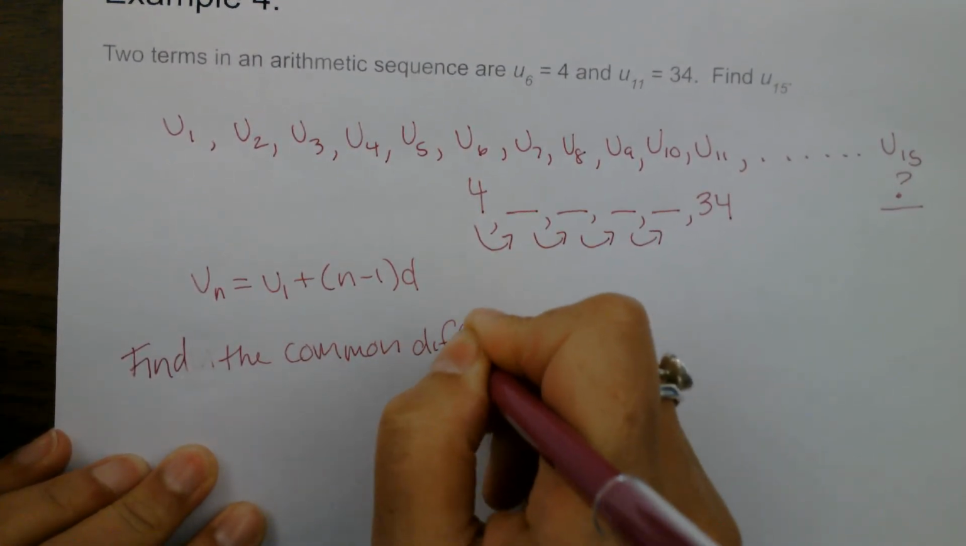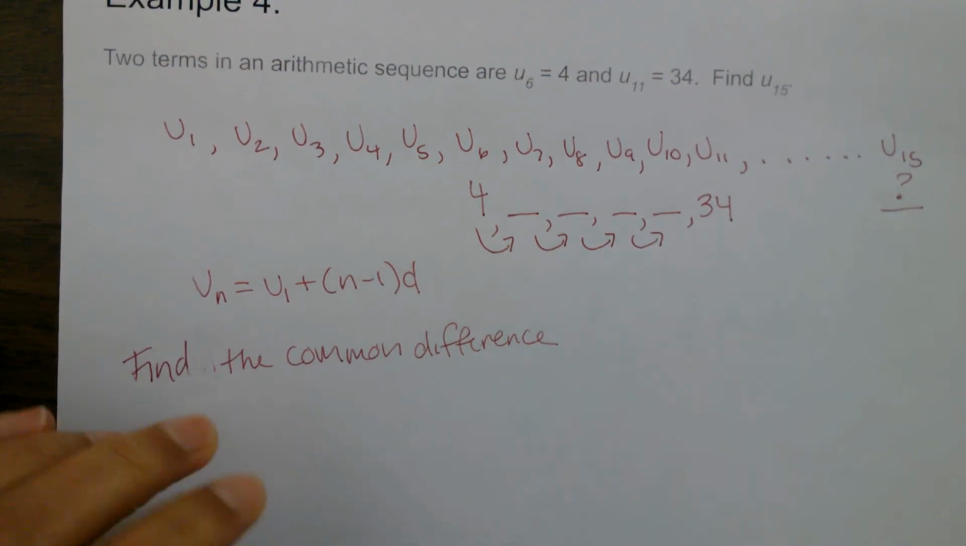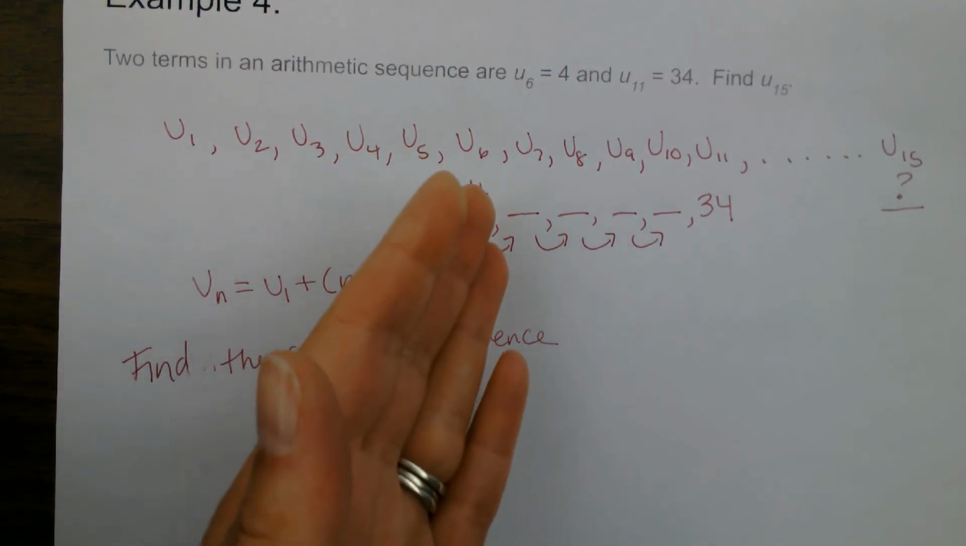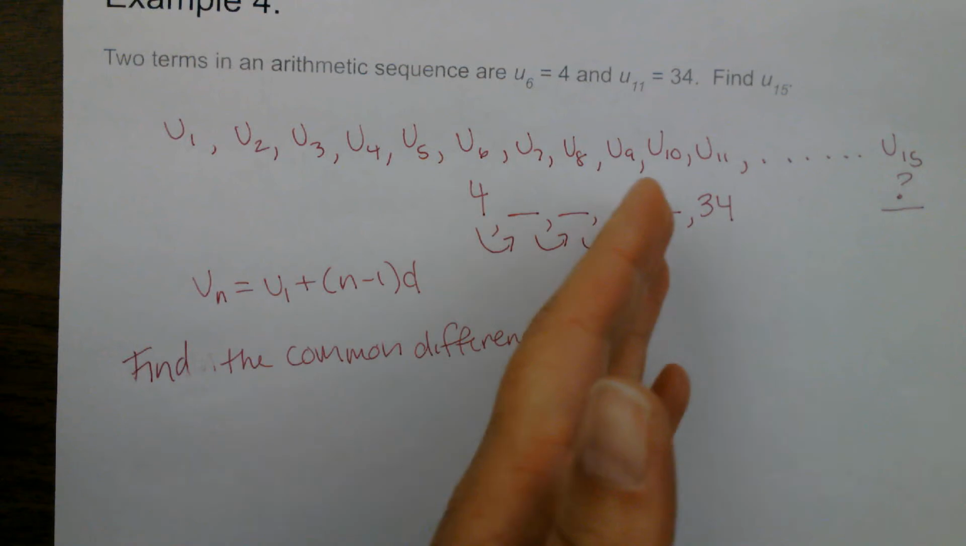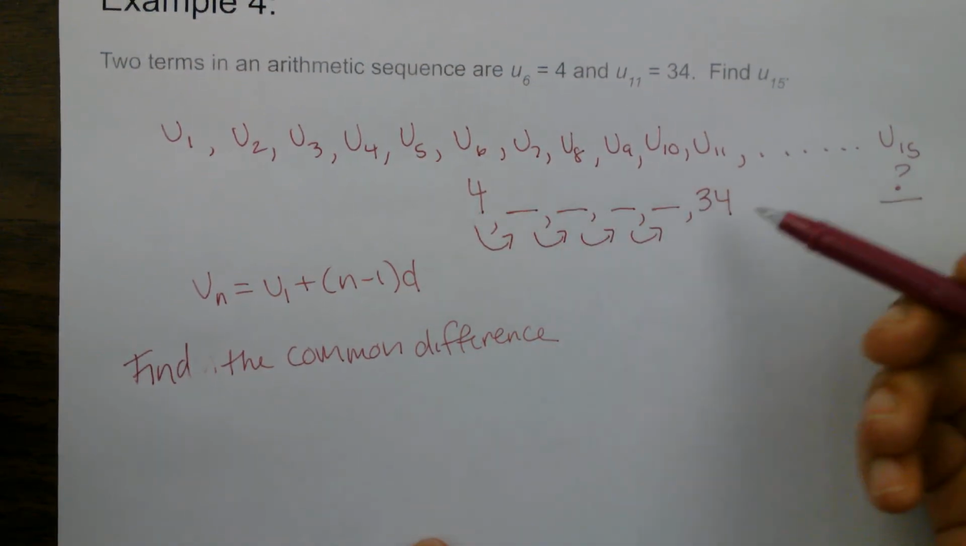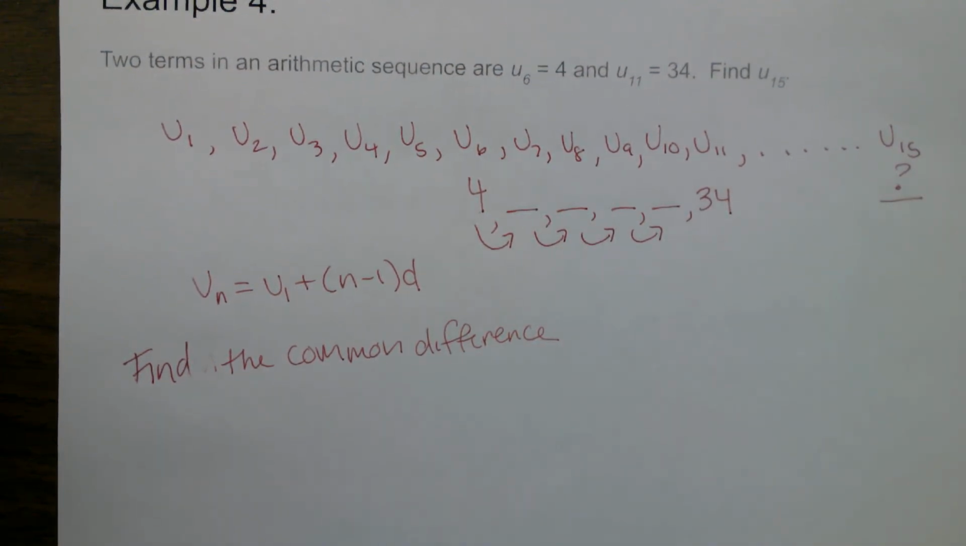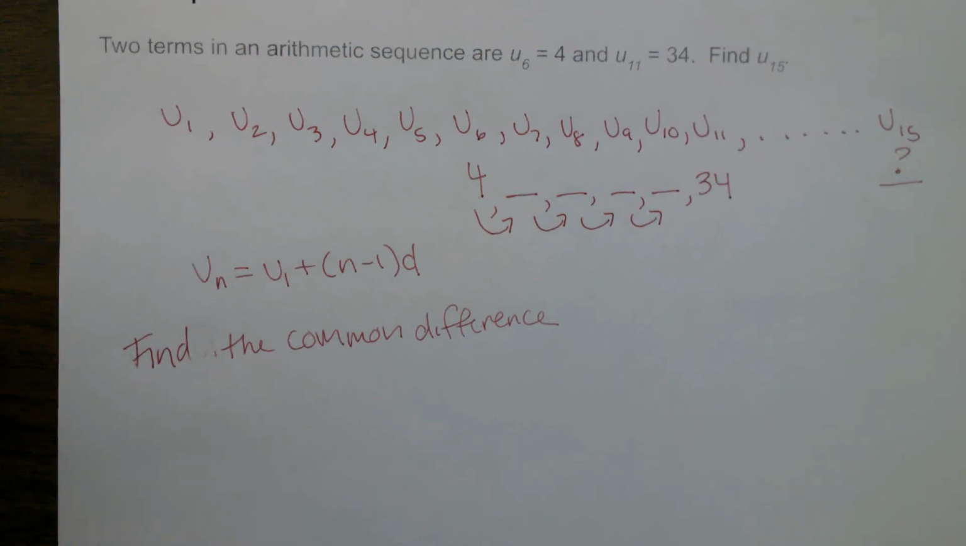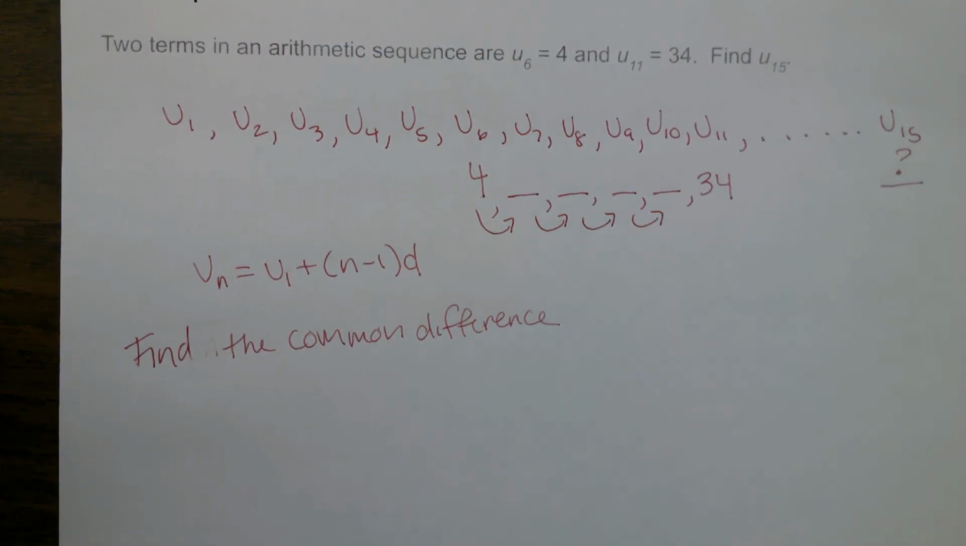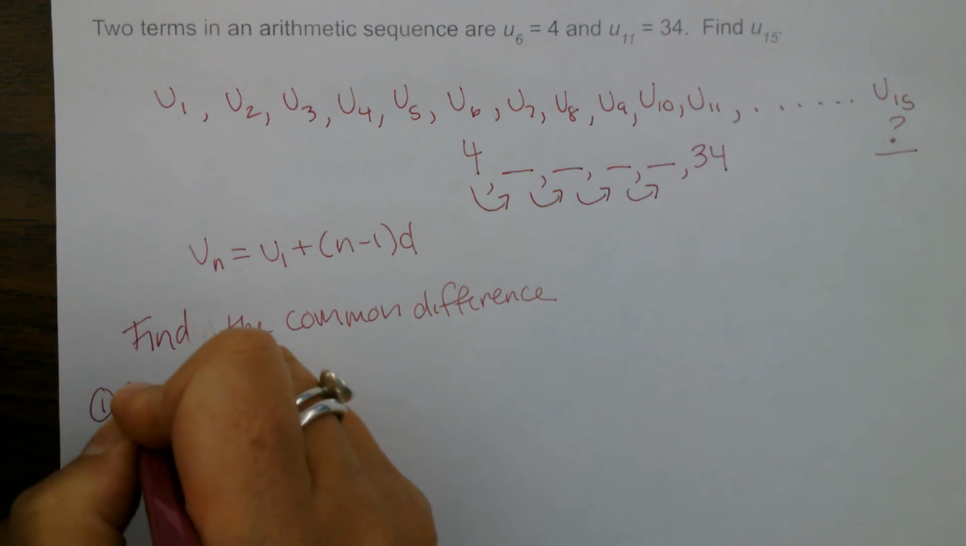And this is where you can guess and check. You can try to add 5. You can try to add 8. You can try, because we know we're going from 4 to 34, so we are increasing. You can try to add whatever number to get to 34. That works. So the first way is guess and check.